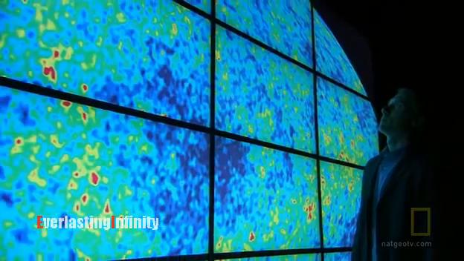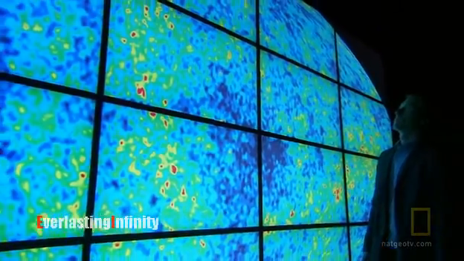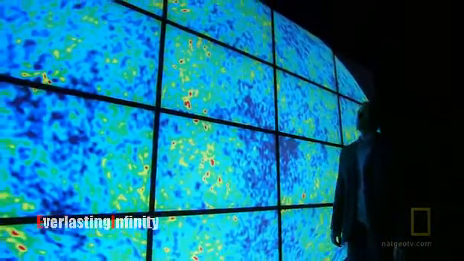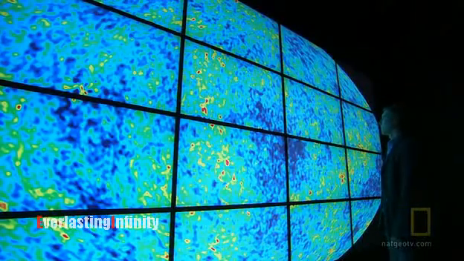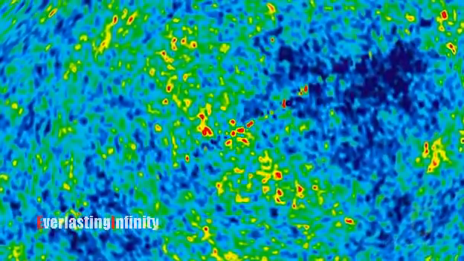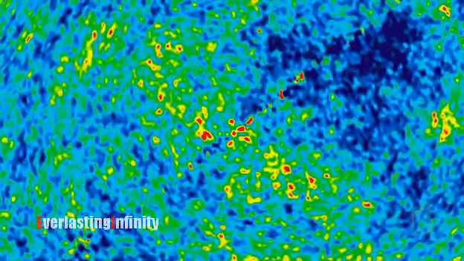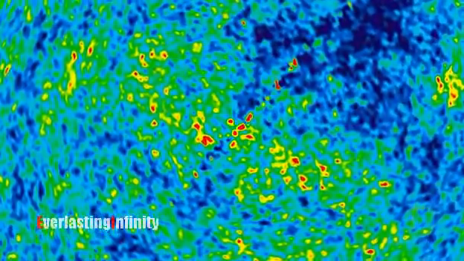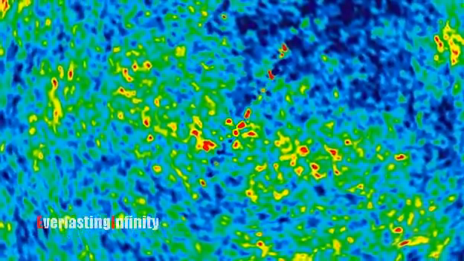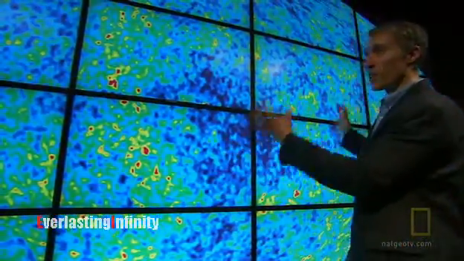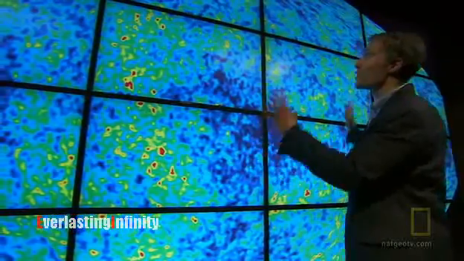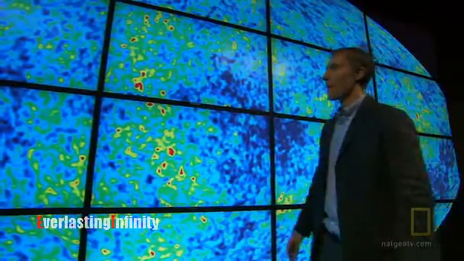Look back further in time to a moment just 380,000 years after the Big Bang. The universe isn't filled with darkness, but with light. Its faint afterglow is still visible to astronomers today. In fact, this picture is amazing. This is a picture of the early universe. This is an image of the afterglow of the Big Bang.